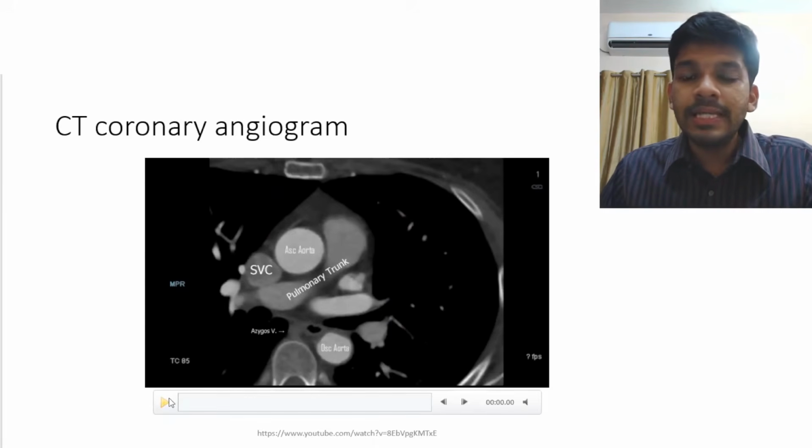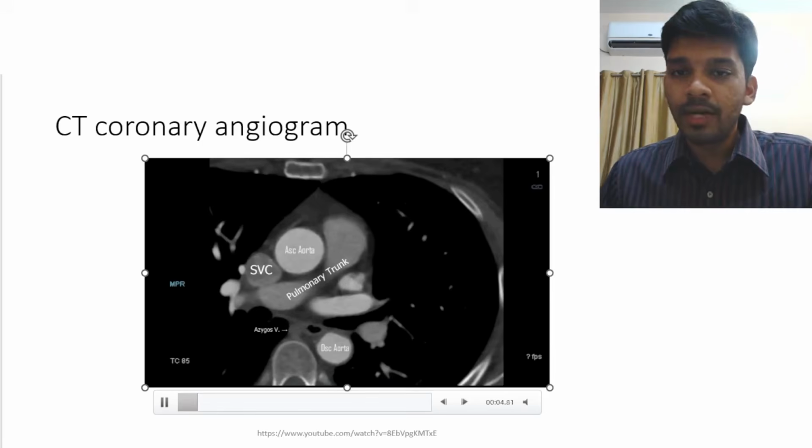Now let's have a look at the CT-CAG, although it is not very relevant at the postgraduate level, perhaps more so at the DM cardiology level.